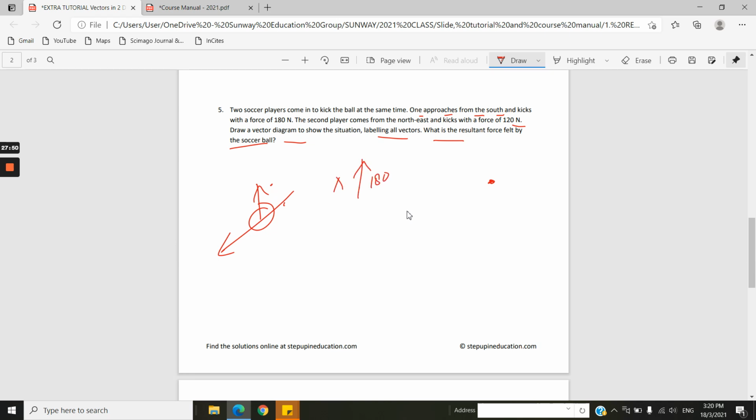force, we call it force A. This one we call force B. Okay, so now can you tell me what are your AX, AY, BX, BY? The angle here will be 45. Okay, northeast.